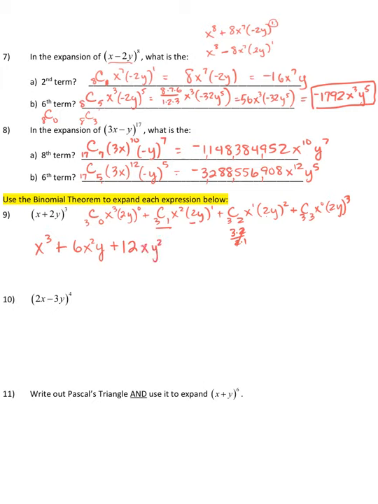My last term will just have a coefficient of 1 here with the three things 3 at a time, but then it's times 2 cubed. So that'll be an 8y cubed. And that is the answer to number 9.